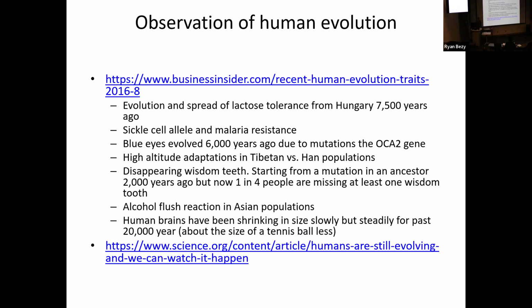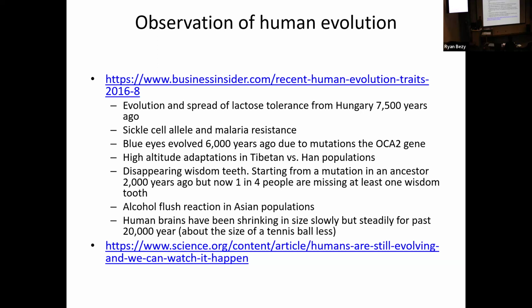There are things like the high altitude adaptations, Tibetan versus Han Chinese populations. The Han Chinese and Tibetan populations used to be the same population about 5,000 years ago, but then they split and the Tibetan population moved up to high altitudes, living high in the mountains, whereas the Han Chinese stayed in more low-lying areas. While they shared a common ancestral genetic background, the Han Chinese stayed with their similar genetic background, while the Tibetan population acquired a bunch of high altitude mutations that let them process oxygen better, where oxygen is less prevalent at those high altitudes.